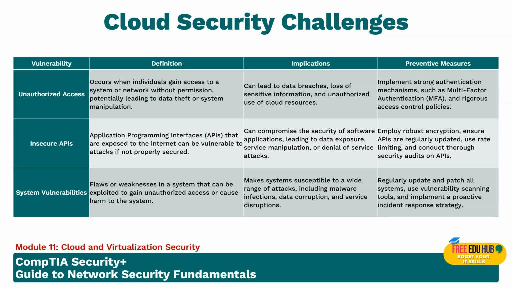Then we have insecure APIs. Application programming interfaces that are exposed to the internet can be vulnerable to attacks if not properly configured. So the implication could be that it can compromise the security of the software application, leading to data exposure, service manipulation, and denial of service attacks. So before it goes on the production servers, you'll have to make sure that you check all the APIs, that they are performing as they are supposed to perform. Preventive measures could be to employ robust encryption, ensuring the APIs are regularly updated, and apply rate limiting and conduct thorough security audits of the APIs.